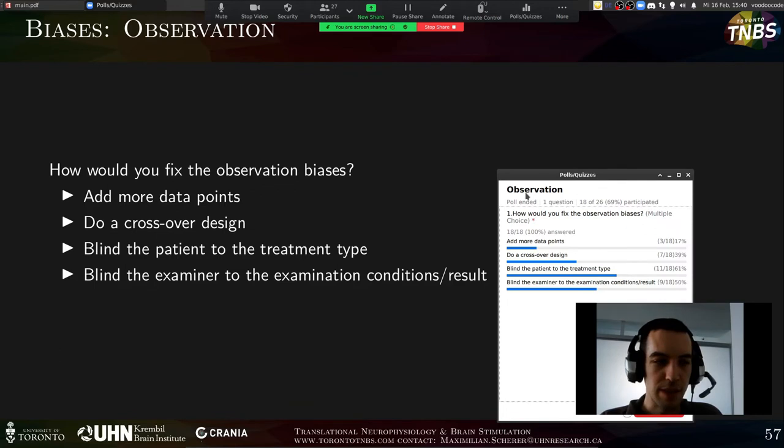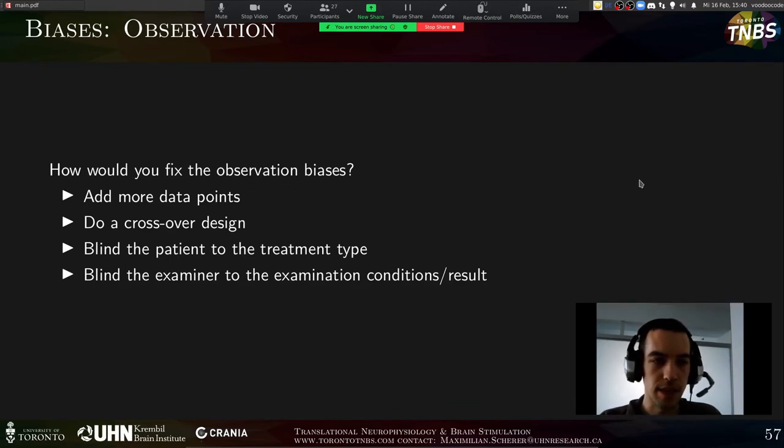Ideally, you want a blind patient and examiner to treatment and conditions and whatever you are basically investigating to get an objective evaluation. So when investigating a state, the source where you get your information from and the method you're using to acquire that information, like the patient and the examiner, should be as neutral as possible, and blinding both of them is the ideal solution to achieve that goal.